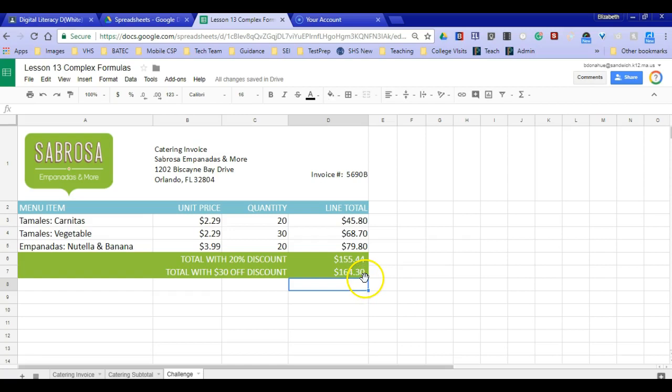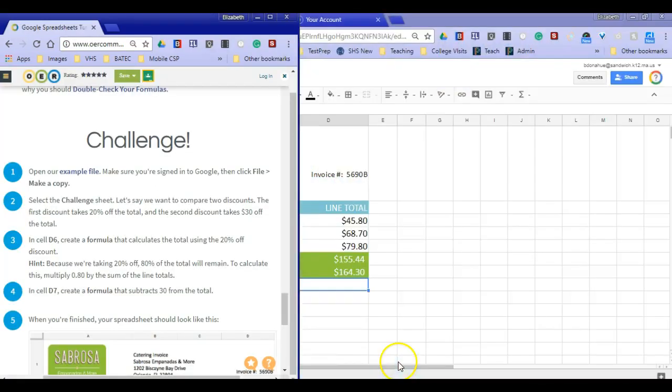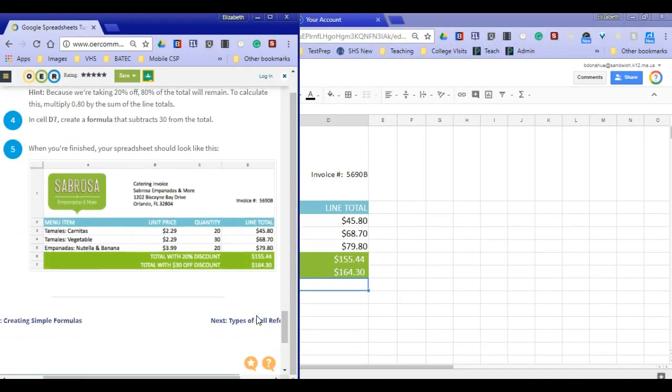And so you can see, wait a minute, so 20% is a much better deal. I'd only have to pay $155 if I had a 20% off discount versus if I took the $30 off, I'd have to pay $164. So that's not as good of a deal for me. So I would tell them I want the 20%, please, because that's going to be my best deal. And so then we're just going to click and make sure we've done everything. So it says our spreadsheet should look like this, and those are the exact pieces that I have. So I know I've done it right, and I'm ready to move on.